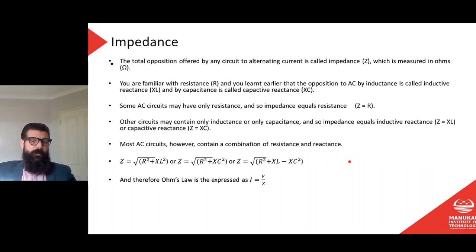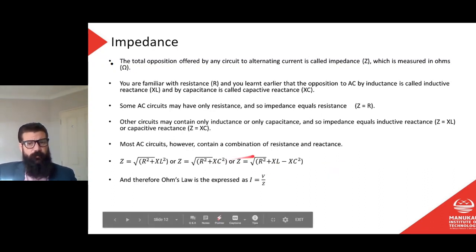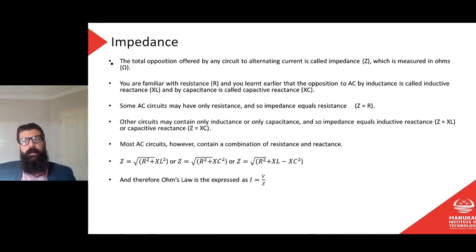Impedance. The total opposition offered by any circuit to alternating current is called impedance, and we use Z. So XC for capacitive reactance, XL for inductive reactance, X for general reactance, and impedance is the total of all our reactances and our resistance. So we're familiar with resistance and we know about XL and XC. We've just talked about those.